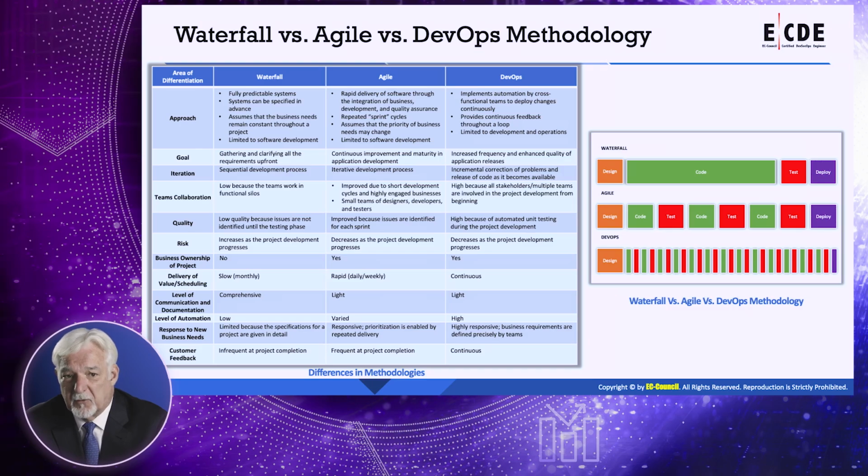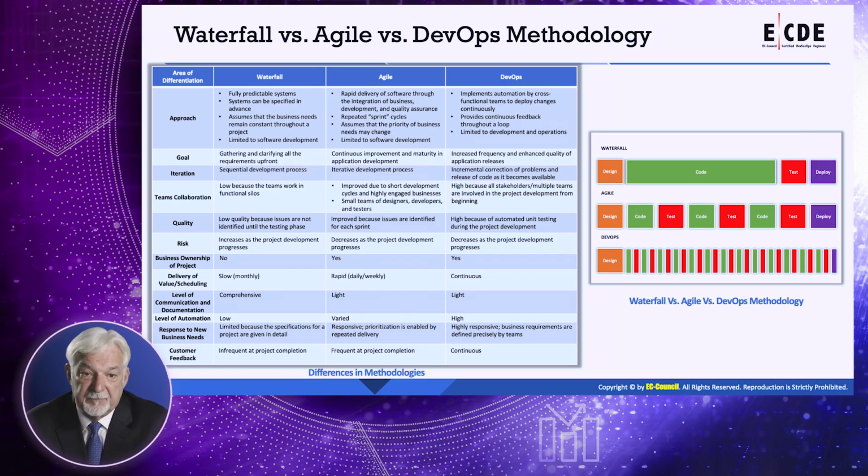Team collaboration in Waterfall is small because basically you're working in silos. With Agile, it's improved due to the short development cycles and highly engaged business aspects, but the small teams of designers and developers and testers are still somewhat segmented out. With DevOps, it's high because all the stakeholders in multiple teams are involved from the start of the program implementation.